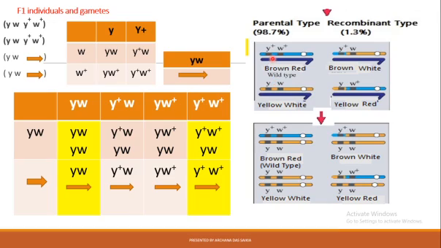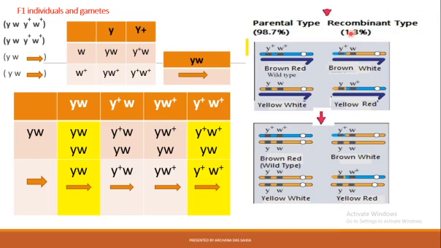So in nature, whenever the body color is brown, the eye color will be red. Whenever body color is yellow, eye color will be white. They are always together. Whenever the body color is brown, the eye color will be red, and whenever body color is yellow, eye color will be white. So this will remain. The new combinations are not seen very frequently in nature.